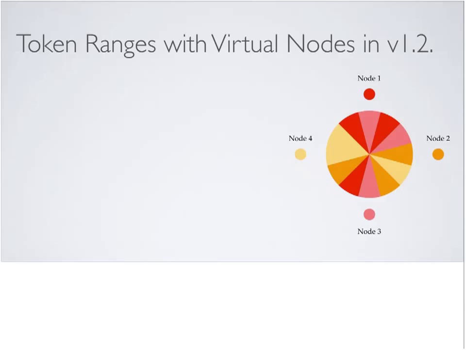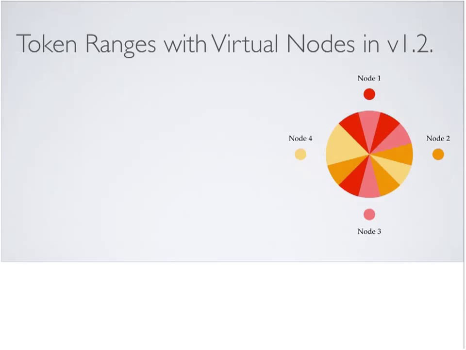In version 1.2, we introduced an idea called virtual nodes, and it's a little bit more complicated, but has some great advantages. And if you understand that initially each node had one token range, it's not that different. What we do now is we give each node lots of token ranges, by default 256, and then they share those around just the same way as we did with the one token range.